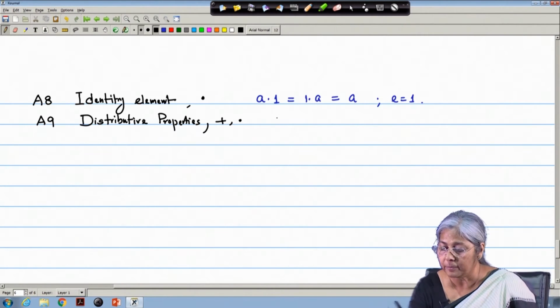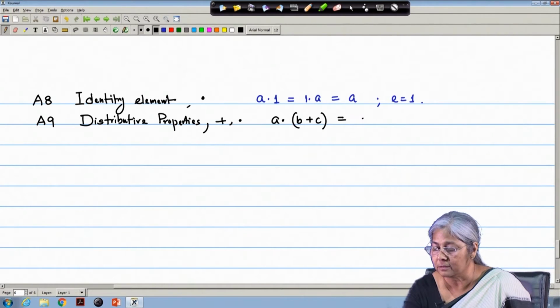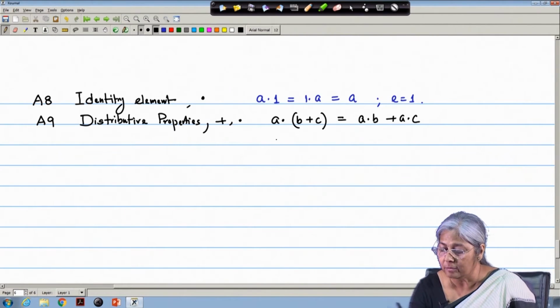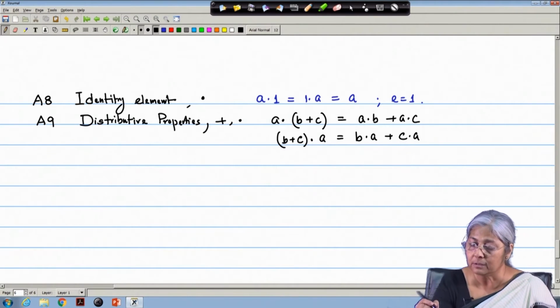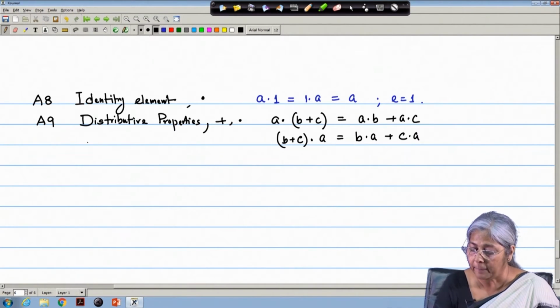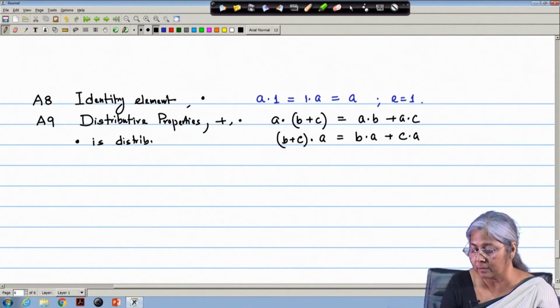So, I can write A dot (B plus C) is A dot B plus A dot C, or (B plus C) dot A, I can write B dot A plus C dot A. So, here multiplication dot is distributive over addition.